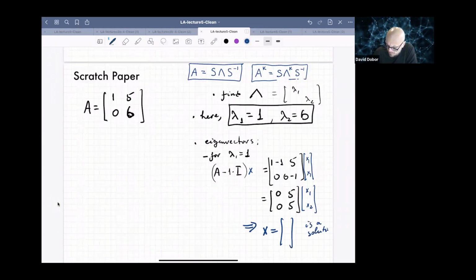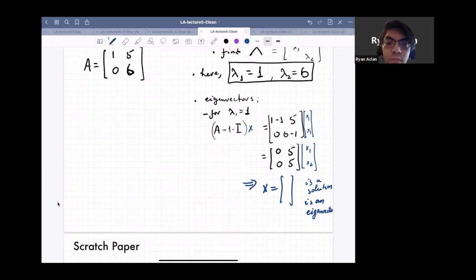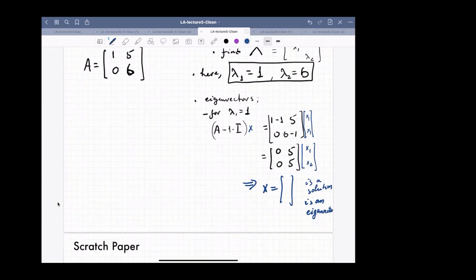So what's the solution? The solution to this Ax equals 0, what's in the null space of A minus lambda I, is an eigenvector. Eigenvectors are for that lambda. Anything that's in the null space is an eigenvector. So what's the solution? What's the pivot? The pivot is the 5. The second column is the pivot column.